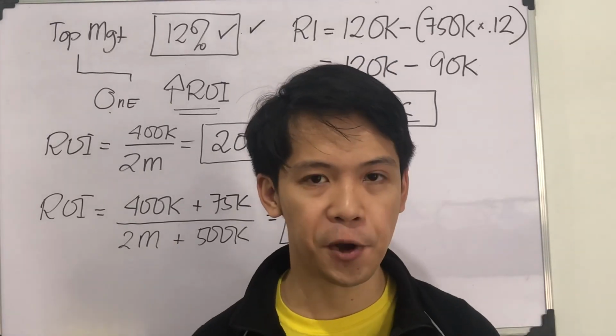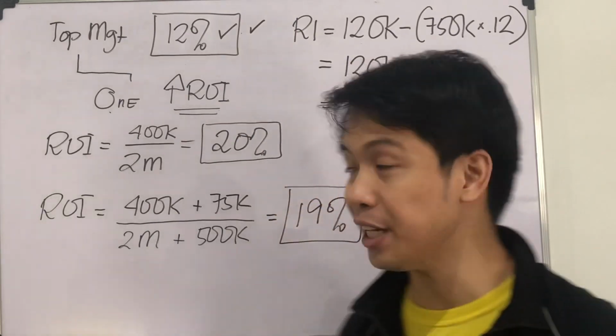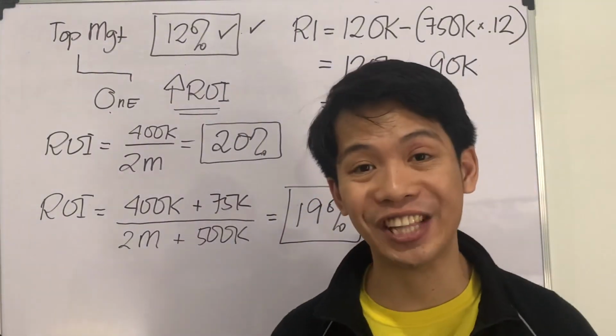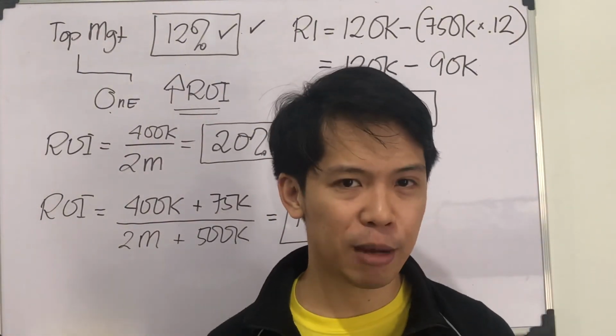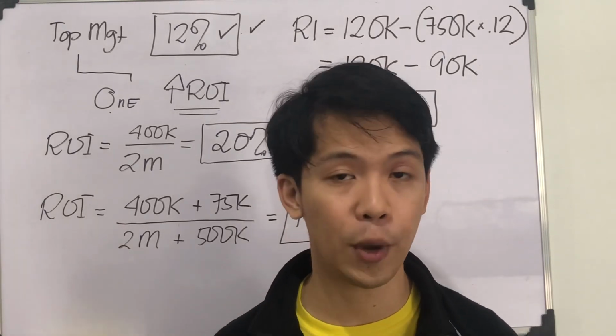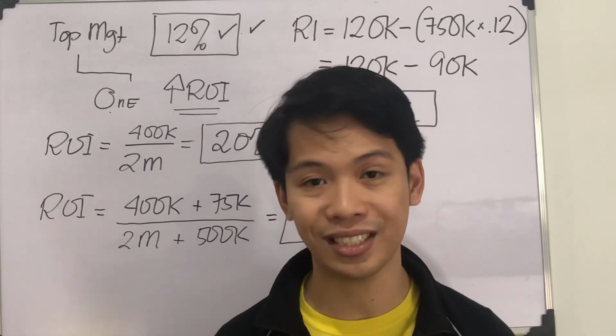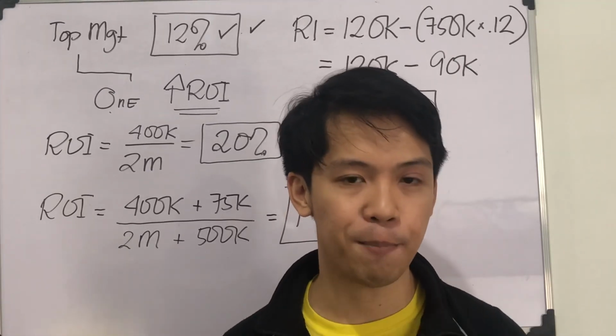In the next video, we are going to explore the benefits of using residual income rather than ROI when it comes to facilitating everyone to attain goal congruence. That is, to keep the goals of each segment consistent with those goals of the top management.